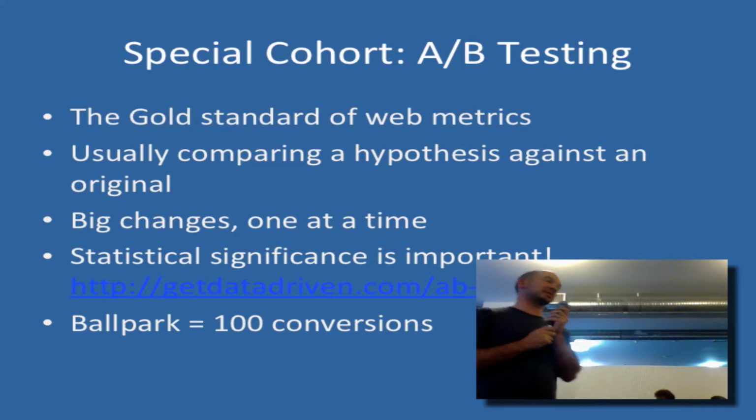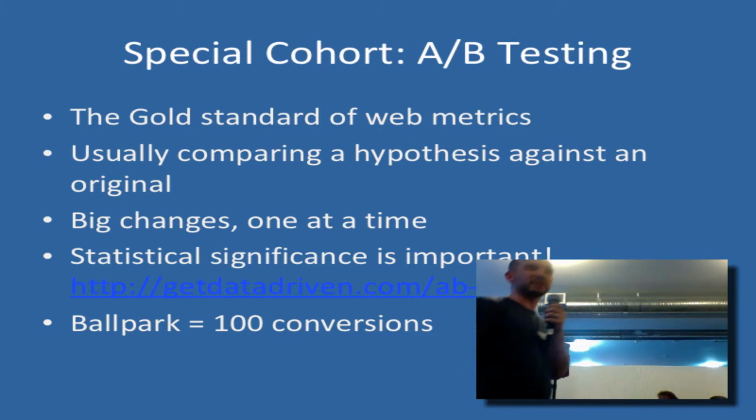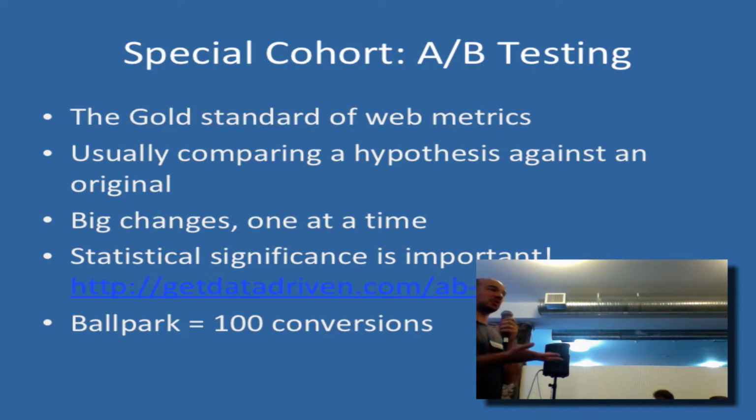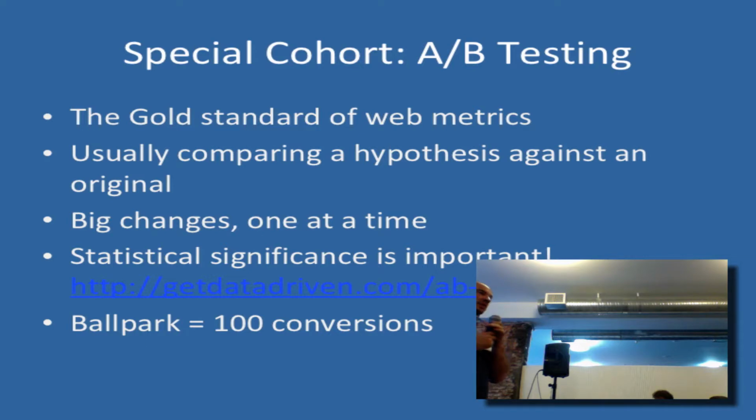There's a big problem with all this testing. And one of the things is that you need a lot of people to do it. You need basically, as a rule, I've got a link here in the presentation to a calculator that'll tell you how many people you actually need to go through the test. But ballpark, you need about 100 conversions, right? So if you're testing something to do with donating, you need 100 people donating. If you're testing something to do with email sign up, you need 100 people signing up. So for some smaller organizations, this can be pretty problematic to get 100 in a relatively short amount of time. It's not impossible, but what it means is that you want to make sure you're not wasting time.